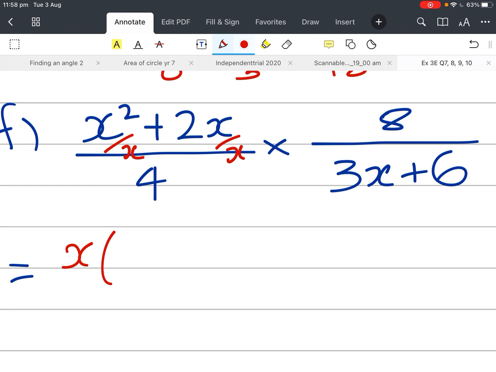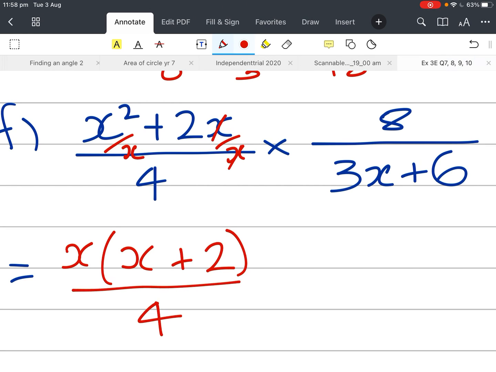Divide both by x. X squared divided by x leaves me with x. 2x divided by x, well, those x's cross off. I'm left with 2. Put that over 4. Multiply. Can't do anything with 8 just yet, but I can factorise 3x plus 6.